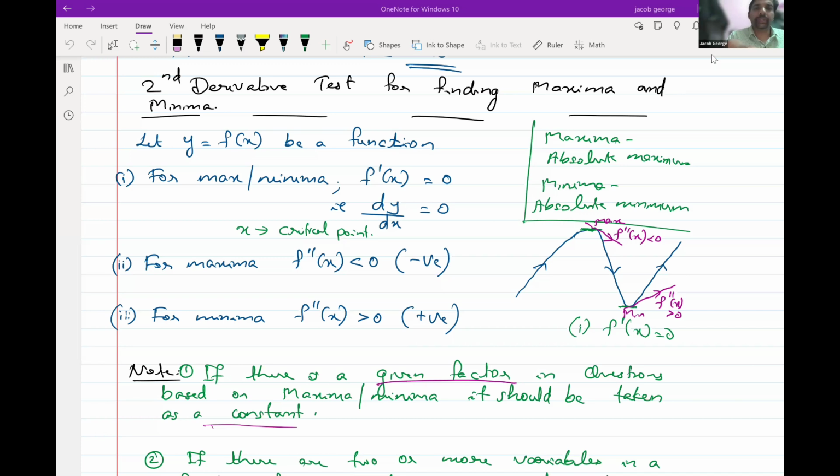Okay, so there are three topics in this chapter. Number one, rate of change of quantities. Number two, increasing and decreasing functions. And number three, maxima and minima. So in maxima and minima, we have first derivative test and second derivative test. First derivative test is a part of increasing and decreasing functions.